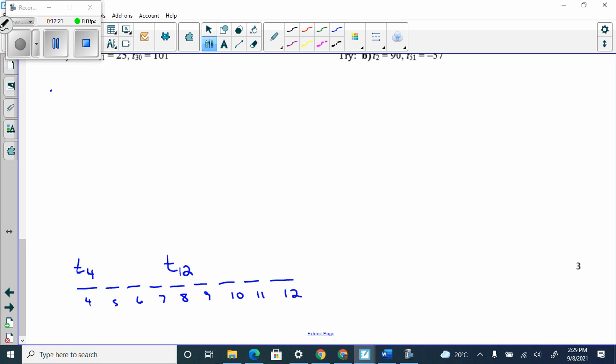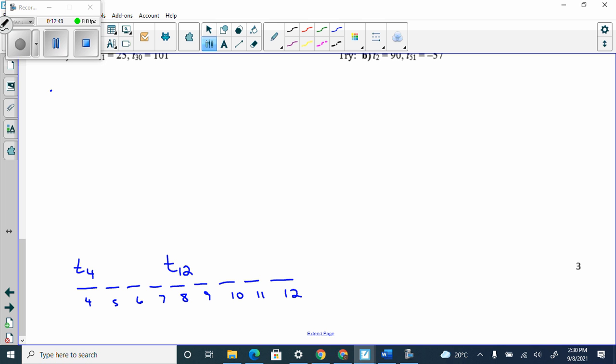How many blanks do I have? Count again. How many blanks do I have? 9. 1, 2, 3, 4, 5, 6, 7, 8, 9. Why do I have 9 and not 8? What do you think? Because you're including both the blank and the 4. Right, you're including the end numbers. You're making the ends inclusive.